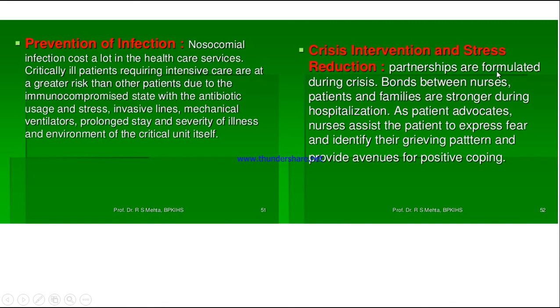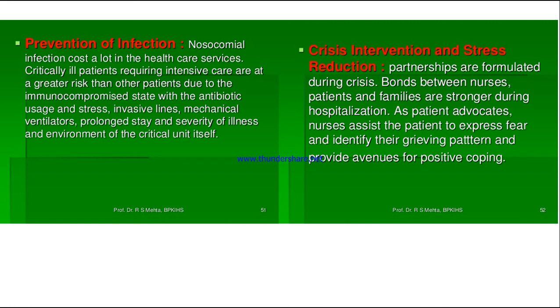Partnerships are formulated during crisis. Bonds between nurses, patients, and families are stronger during hospitalization. As patient advocate, nurses assist the patient to express fear and identify their grieving pattern and provide avenues for positive coping. So crisis intervention. Crisis here can be because of the patients, depending upon their condition. Some patients may not live for a long time.